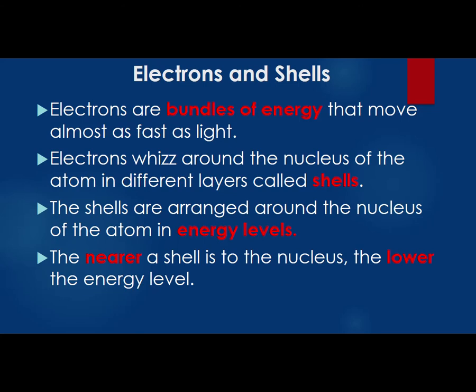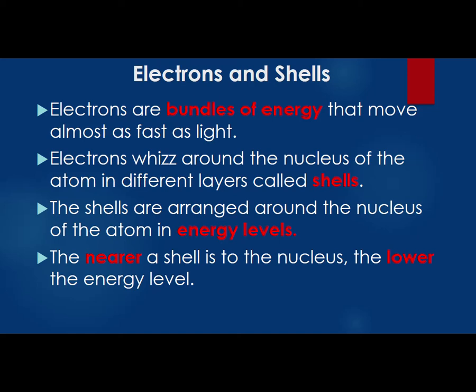Electrons are the bundles of energy that move almost as fast as light. To understand the first statement, I want to tell you that sometimes we say that as planets move around the sun, in the same way electrons move around the nucleus, but actually it is not at all the same. We just gave this example of planet and sun, or the solar system, to give some idea of electrons' movement, but actually it is not the same.